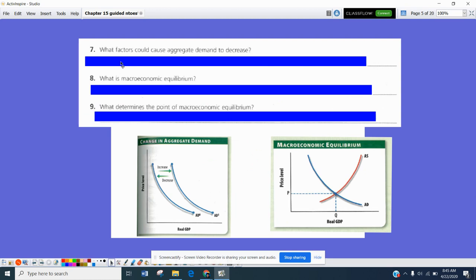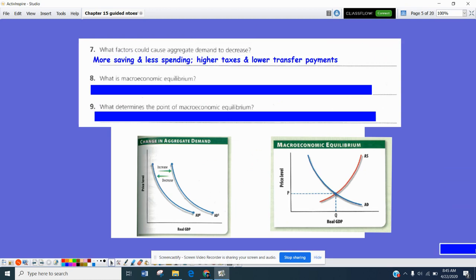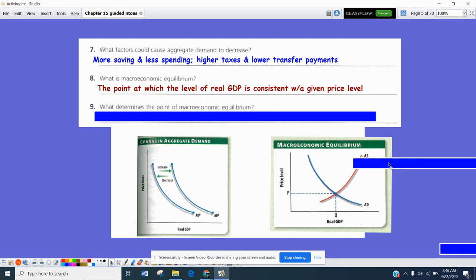What factors could cause aggregate demand to decrease? Could be more savings, meaning like people are not going out and spending as much. Higher taxes, lower transfer payments, all those kind of things could change the amount of demand that's out there for the market. So, what is macroeconomic equilibrium?